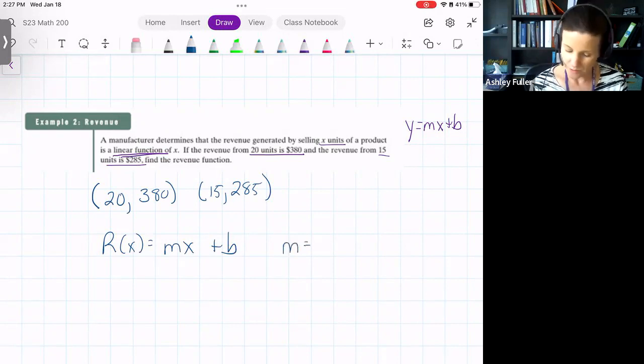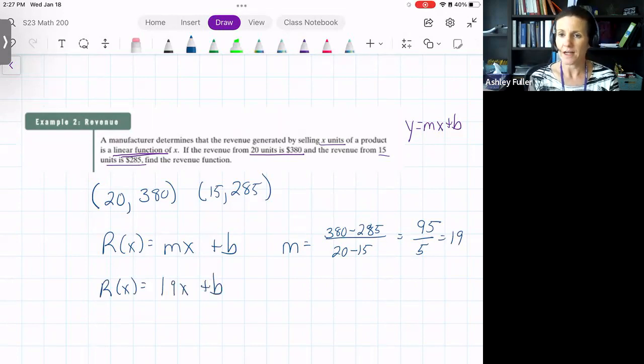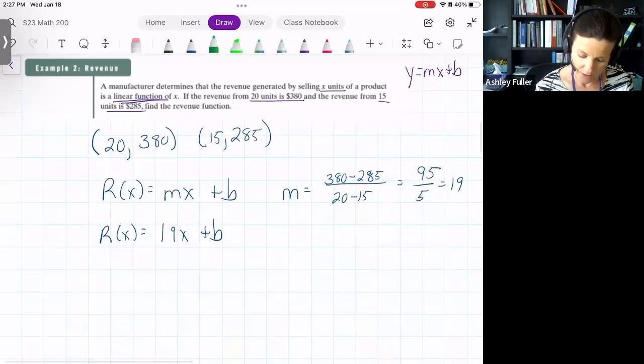We find the slope first by doing change in y, which is going to be 380 minus 285, over change in x, which is going to be 20 minus 15. This gives us 95 over 5, or a slope of 19. So now we know that the revenue is equal to 19x plus b. And then in order to find our y-intercept, or the amount of revenue when 0 units are sold, we can plug in either of these points.